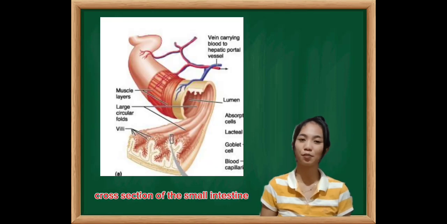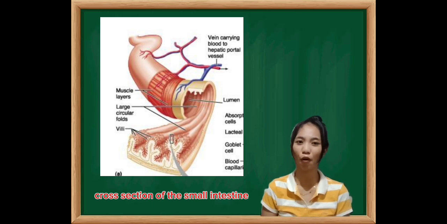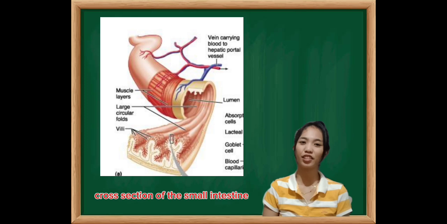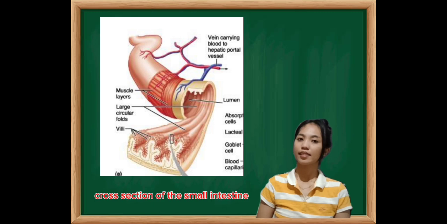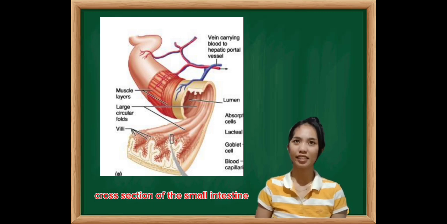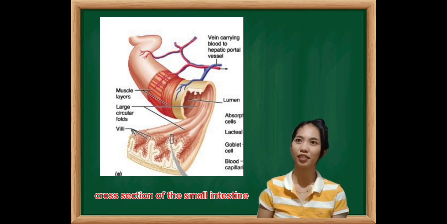This section of the small intestine shows the macroscopic features. It shows a cross-section of the small intestine at a relatively low magnification. Key features include, first, the muscle layers. The muscle layers are the outer layers of the intestine, composed of smooth muscle responsible for peristalsis, the movement of food through the digestive tract. Next are the large circular folds, or the plicae circulares.